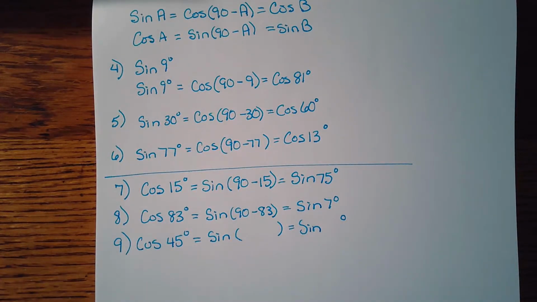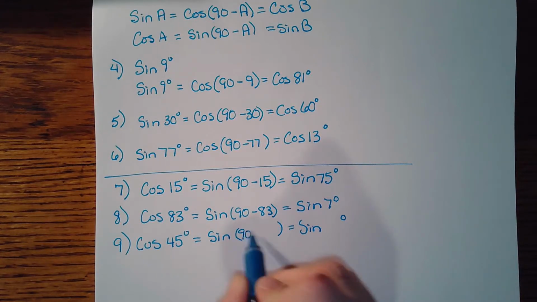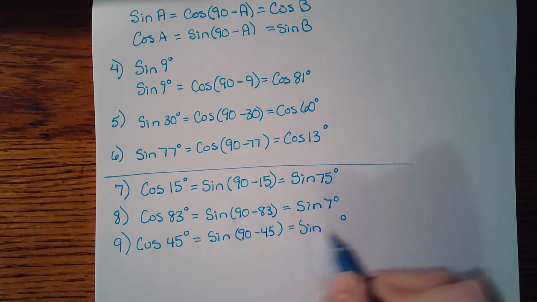So pause the video if you need to, and finish this up. Okay. So hopefully you paused. We're going to subtract 45 from 90, and I'm going to get 45, sine 45 degrees. All right, so that's the end of the complementaries.